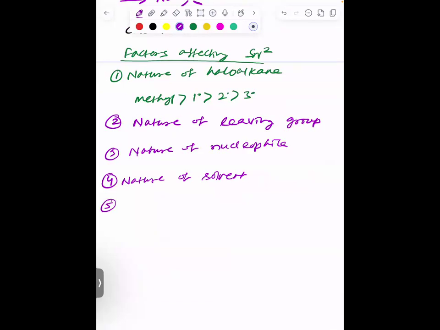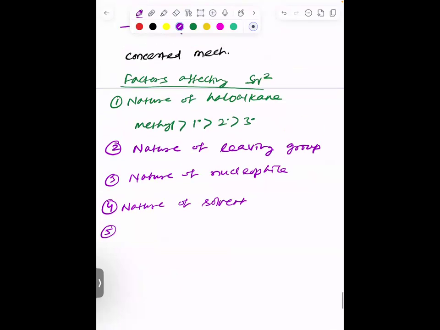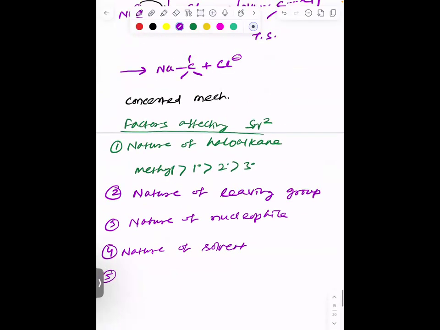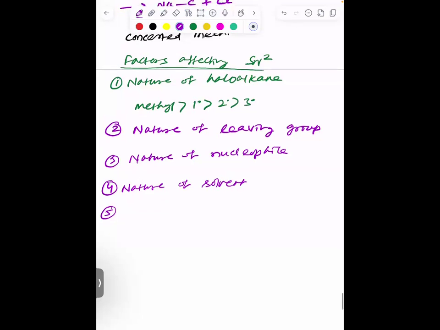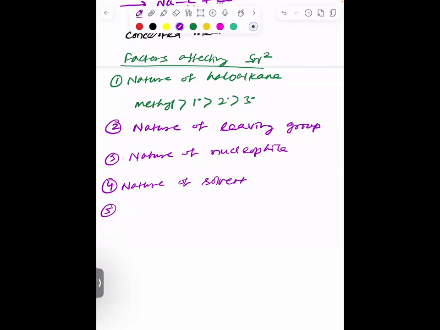Okay. Next is the nature of the solvent, right? SN2 reaction takes place in the presence of polar aprotic solvent. Okay.